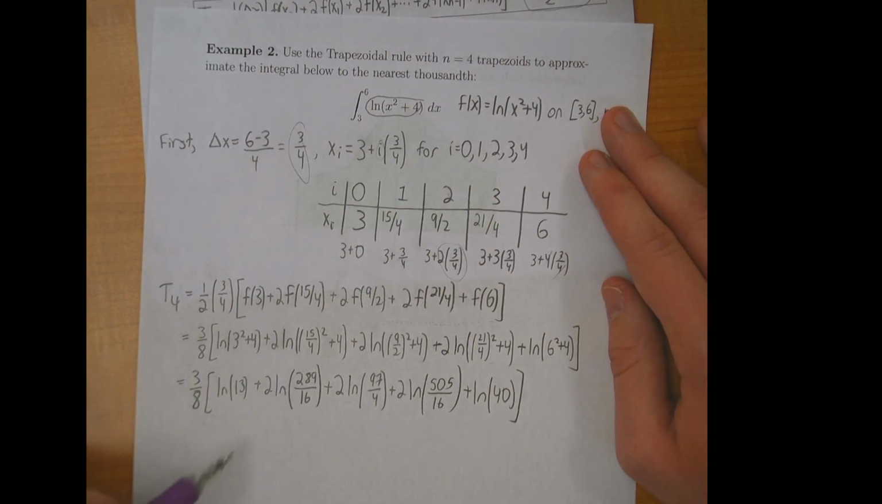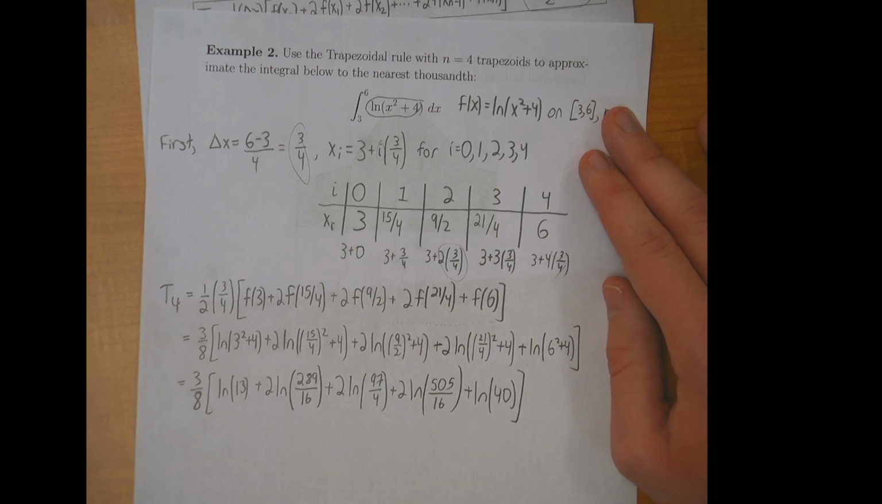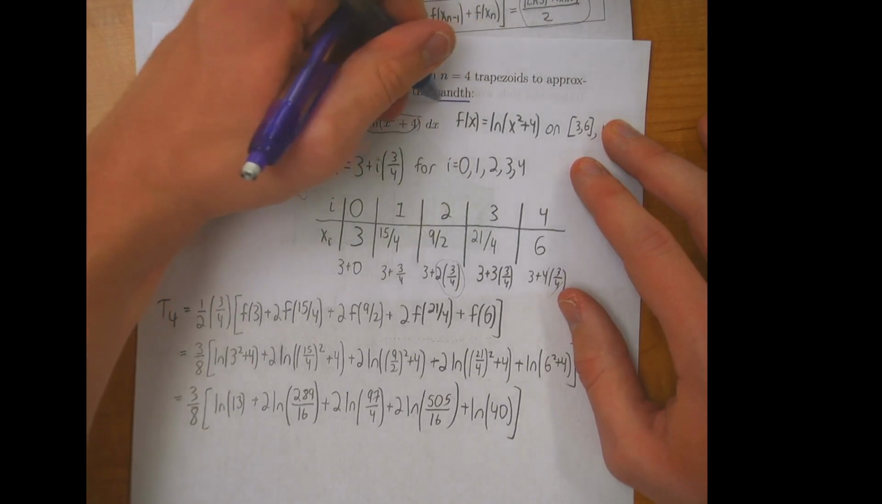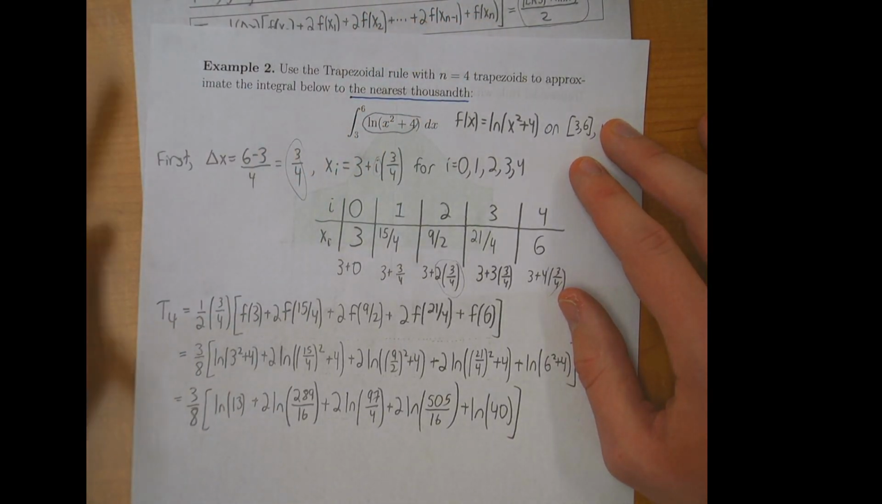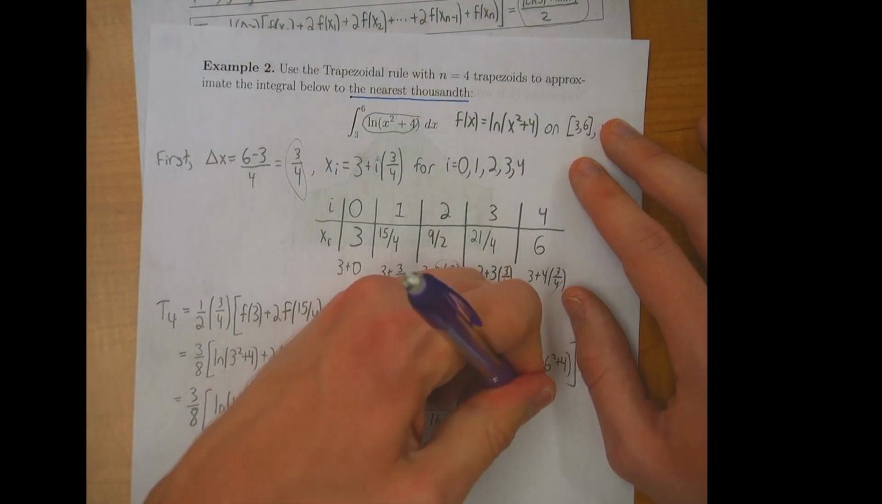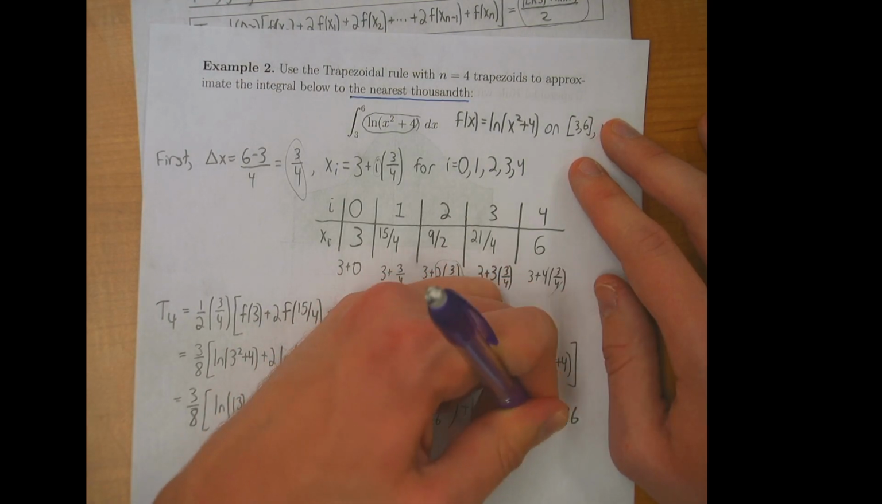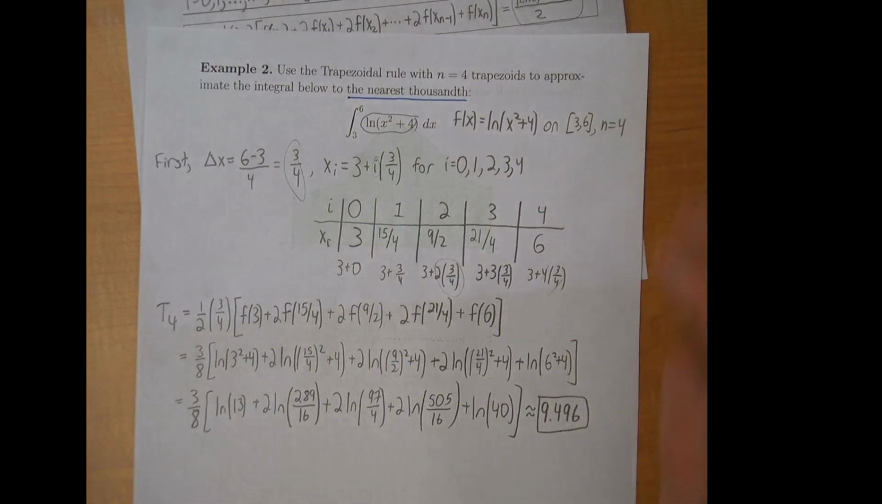So plug all this beautiful stuff into a calculator, and what happens from this is that if you round this guy to the nearest thousandth, as per the problem statement, you should end up with 9.496. Okay? So that's example 2. So I'll give you guys a second to pause the video and catch yourselves back up.